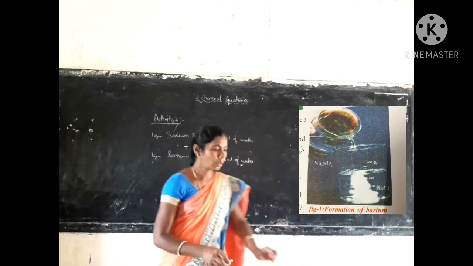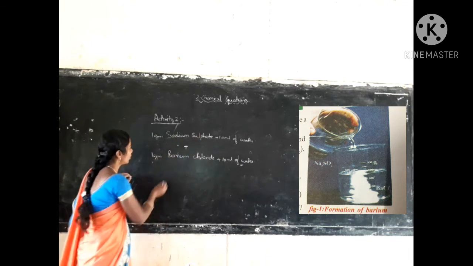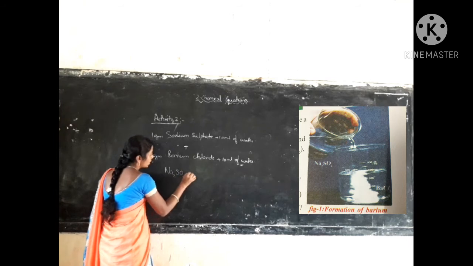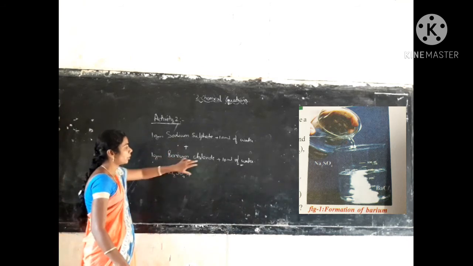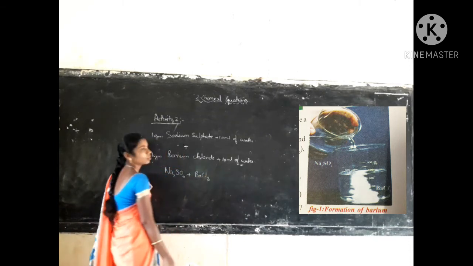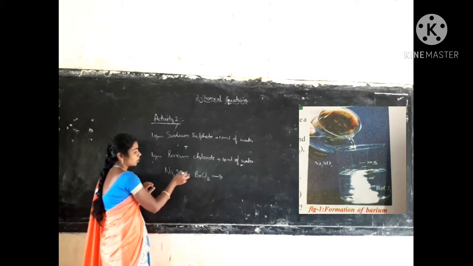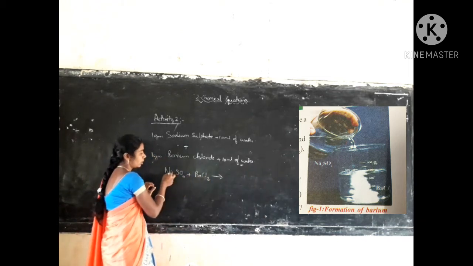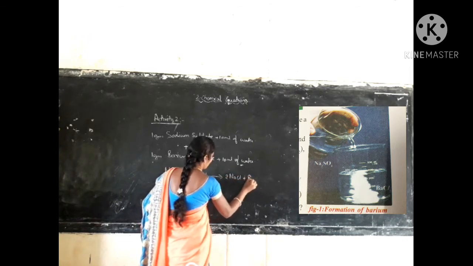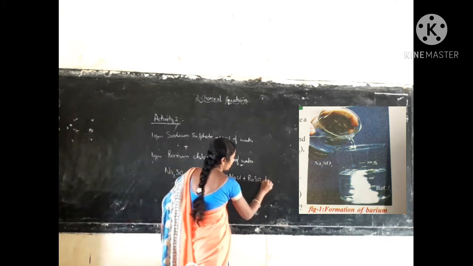Okay, see here. What are the chemicals we have taken? Sodium sulfate. Sodium sulfate formula is Na2SO4. We have mixed sodium sulfate with barium chloride. Barium chloride formula is BaCl2. When these two are mixed, you exchange the sulfate to here and chloride to here. So it will become 2 NaCl plus BaSO4.